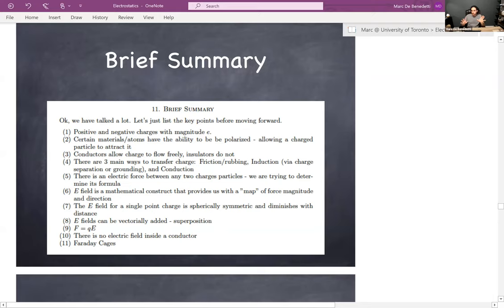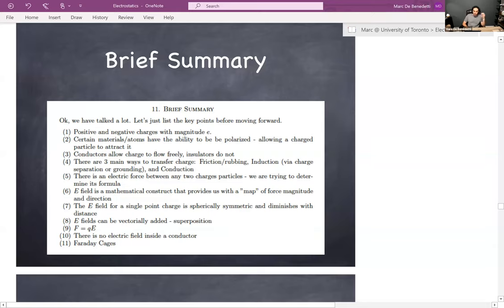We've talked about a lot of things. Our story is kind of getting confusing. We know that there are positive and negative charges, and the most fundamental of which has a magnitude of e. So you can either have a proton, which has a positive e charge, or an electron that has a negative e charge. E stands for electron, I guess.